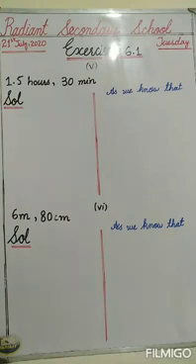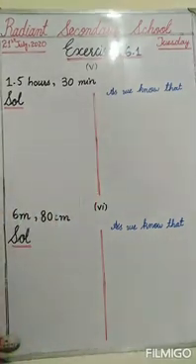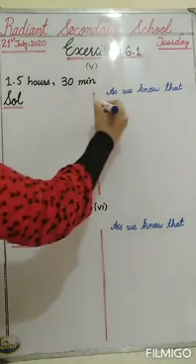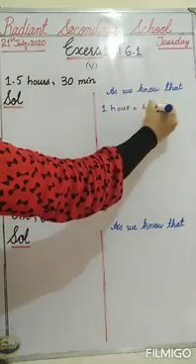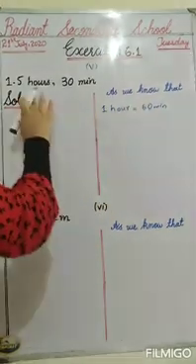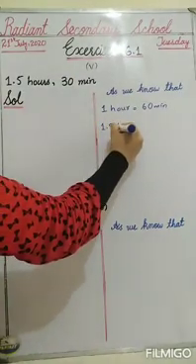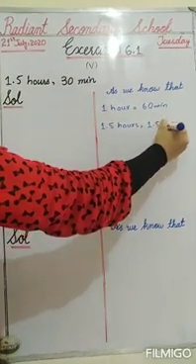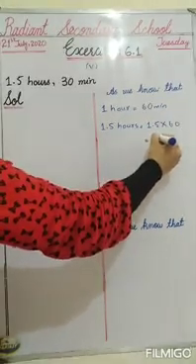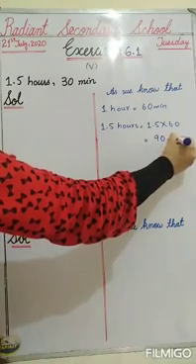Okay class, now the fifth part is 1.5 hours and 30 minutes. Again, units are different. First we have to make the units same. So to change the hours into minutes, we know that in 1 hour we have 60 minutes. Now for 1.5 hours, we have to multiply this 1.5 with this 60 and we will get 90 minutes.